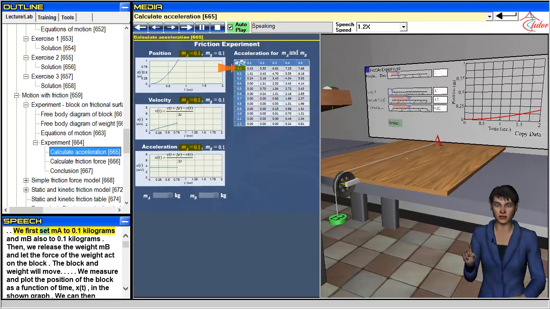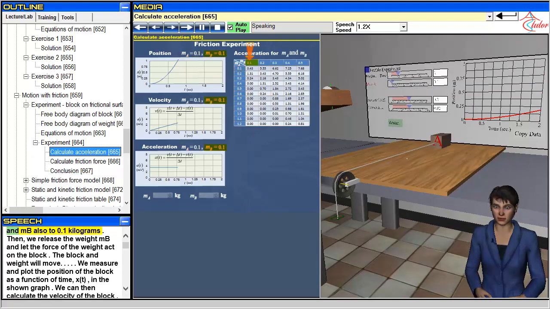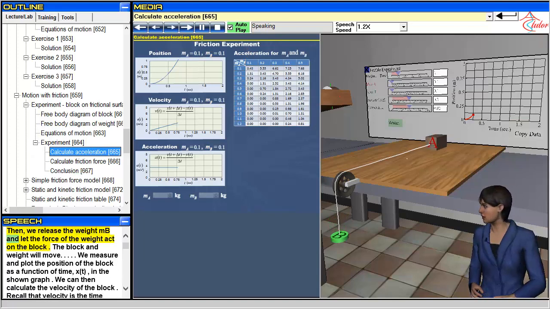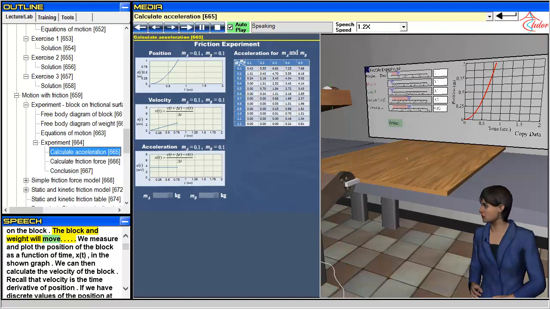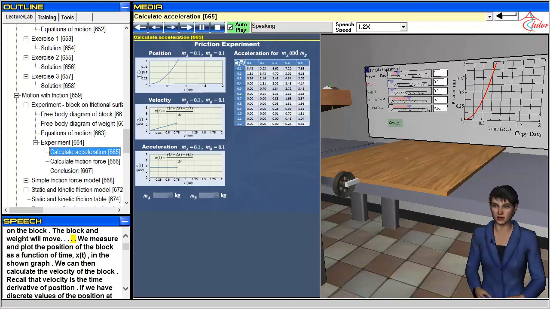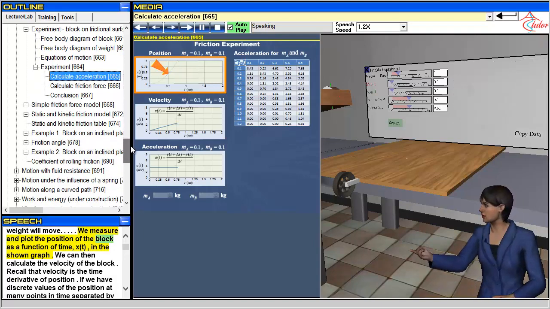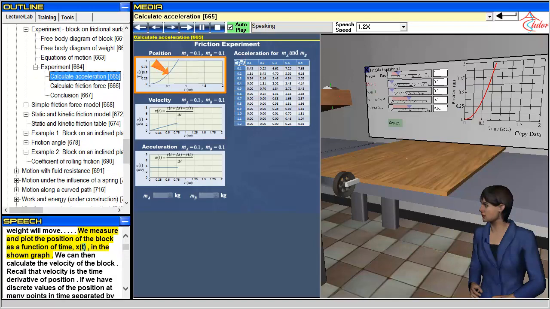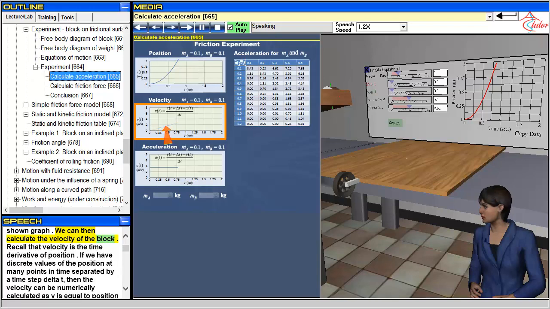We first set ma to 0.1 kilograms and mb also to 0.1 kilograms. Then, we release the weight mb and let the force of the weight act on the block. The block and weight will move. We measure and plot the position of the block as a function of time, x of t, in the shown graph. We can then calculate the velocity of the block.